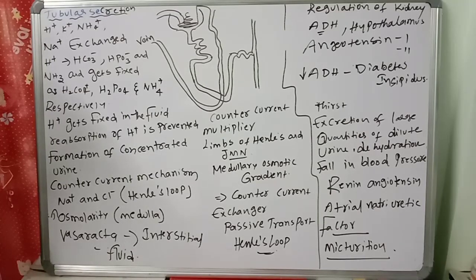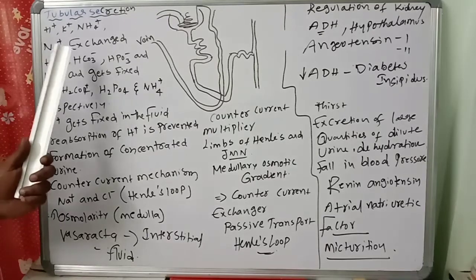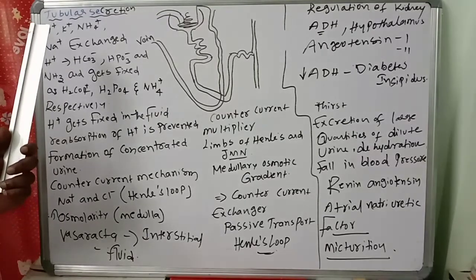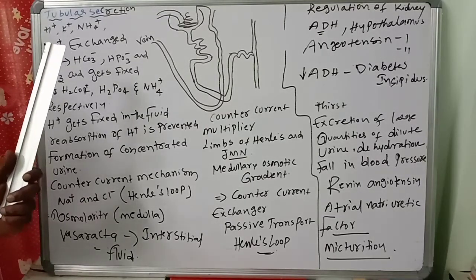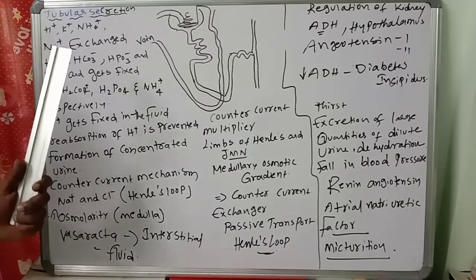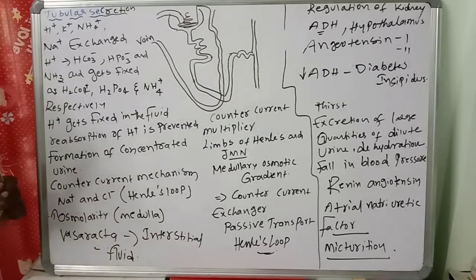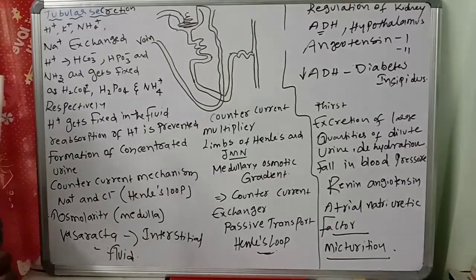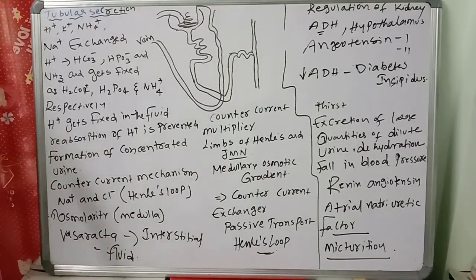Hypotonic fluid enters the distal convoluted tubule. You know very well, substances such as urea and salt pass from the peritubular fluid into the cells of the DCT. So in the descending limb there is concentrated filtrate, and in the ascending limb there is diluted filtrate.